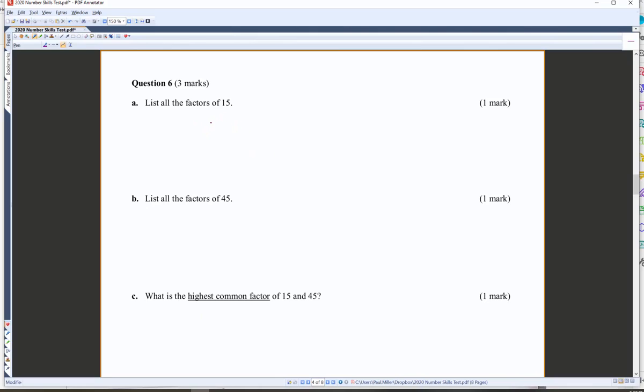Okay, the factors of 15. Okay, so 15 is our number. 1 times 15, 3 times 5. Loop around, 1, 3, 5, 15 are our 4 factors. Okay. Right, 45, 1 times 45, 2 doesn't.